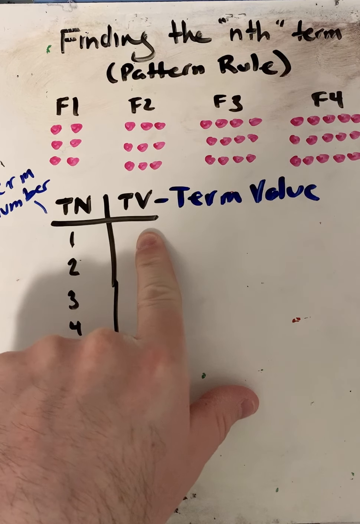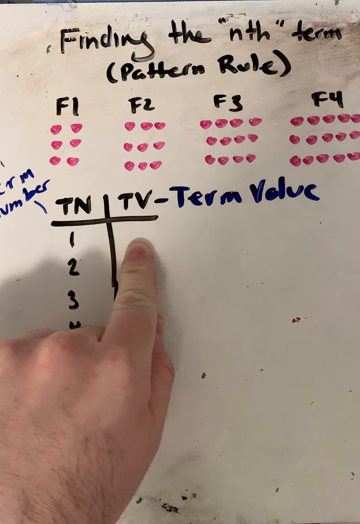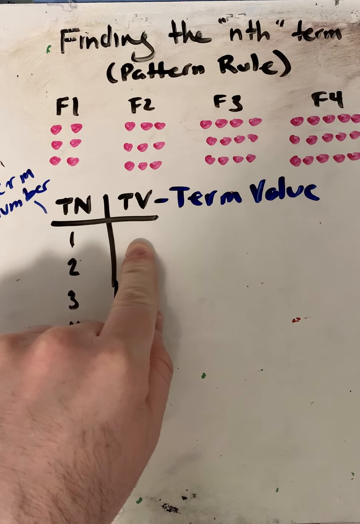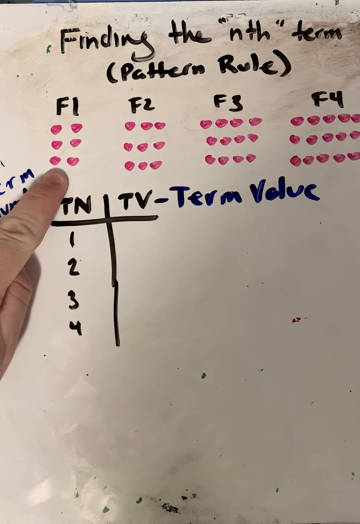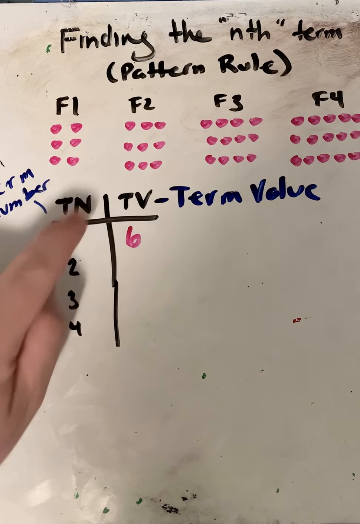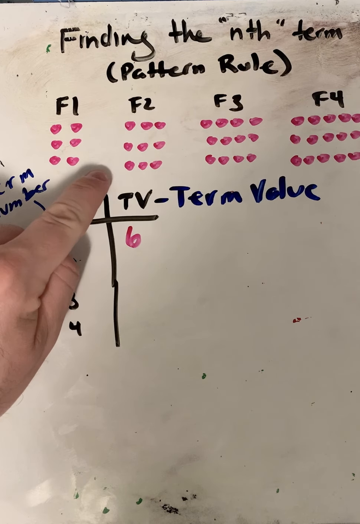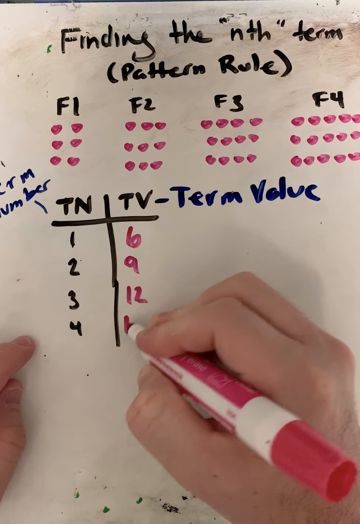Our term value represents, okay, in the first figure, what's the value in that figure? What is the number associated with that figure? So in the first figure, the value is 6, right? There's 6 dots. So we write 6 here. In the second one, in the second term number, the value is 9, and 12, and then 15.